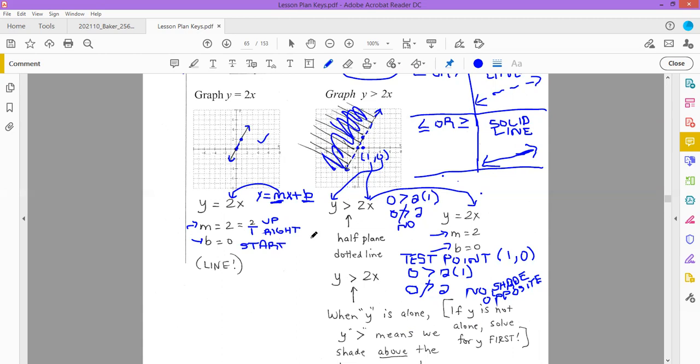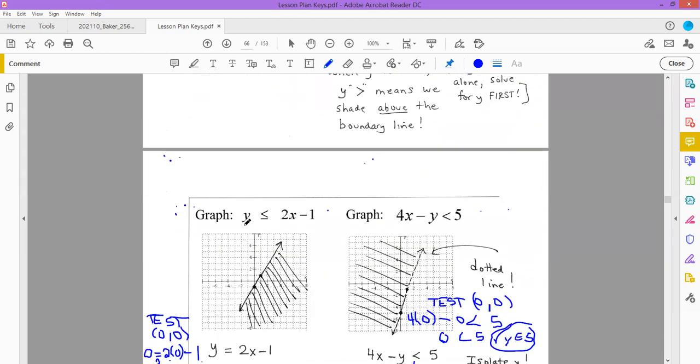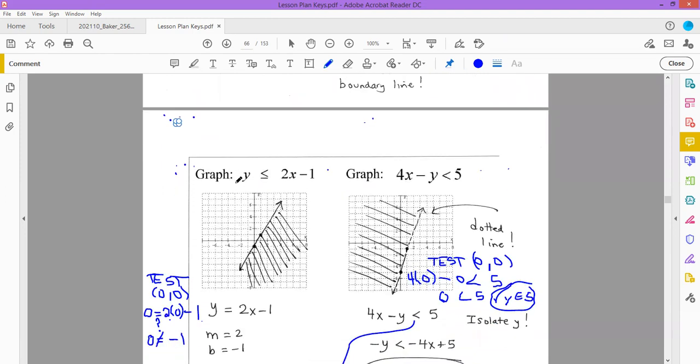So those are the basic steps. Let's look at some other examples. Here we have graph this inequality y less than or equal to 2x minus 1. First of all, notice our symbol is less than or equal to. So already we know we have to use a solid line for our graph. All right, so this should be a solid line.